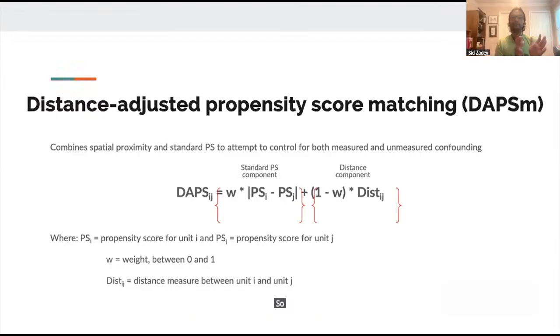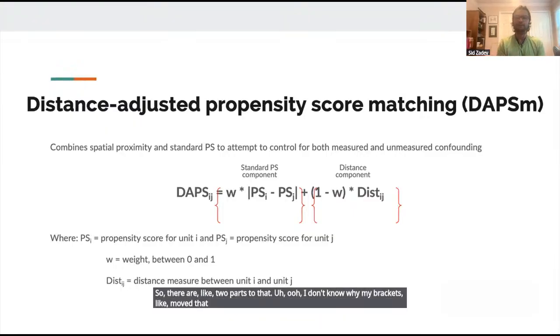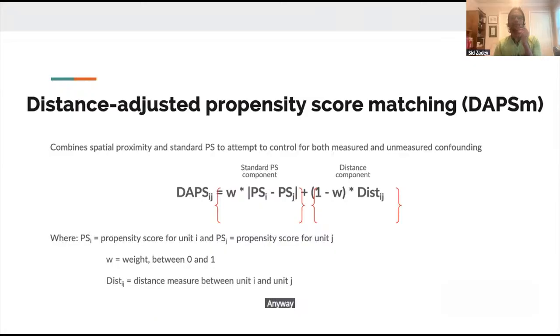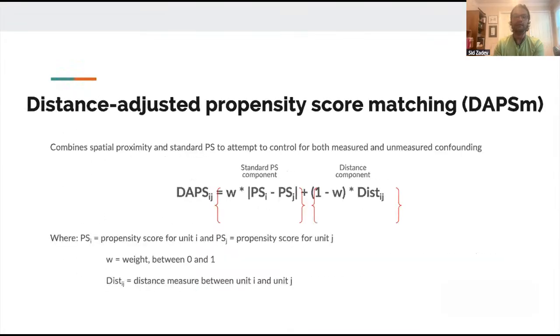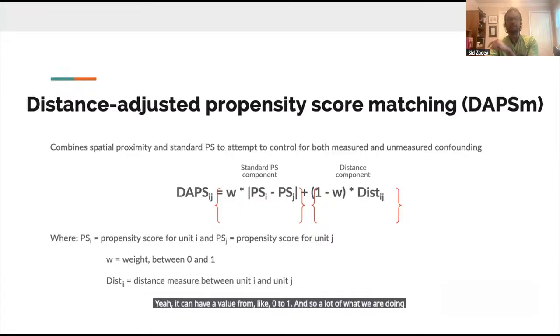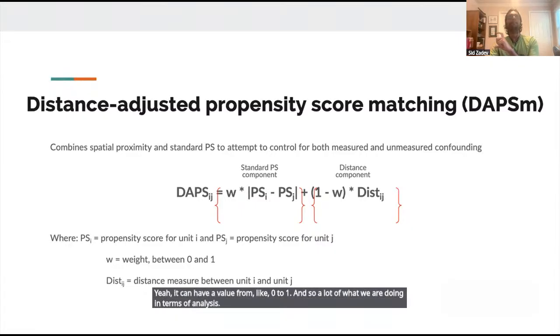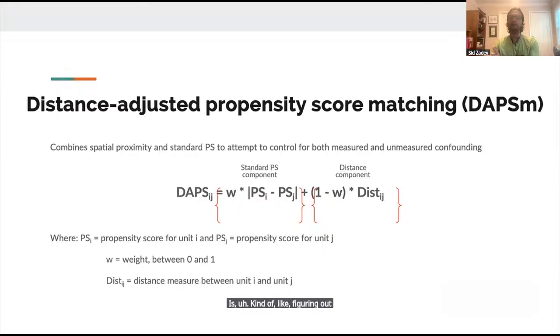So there are two parts to that. I don't know why my brackets moved that way. They were supposed to be more aligned. Anyway, there's a standard propensity score component that you see on the left, and then there's a distance component that you see on the right. The weight that you saw there can have a value from 0 to 1. And so a lot of what we are doing in terms of analysis is figuring out that weight value.